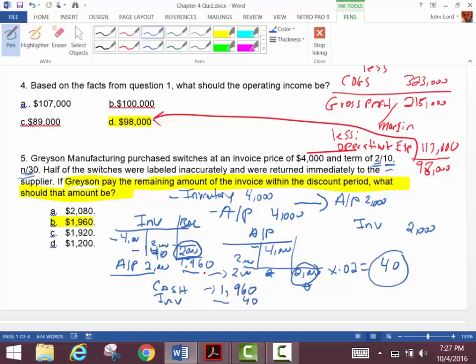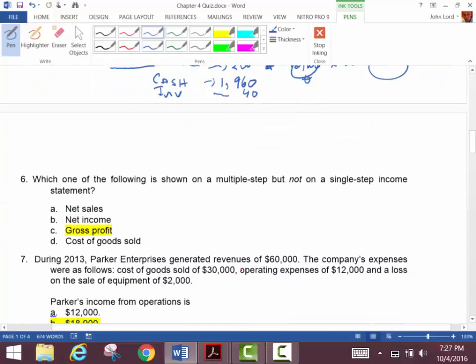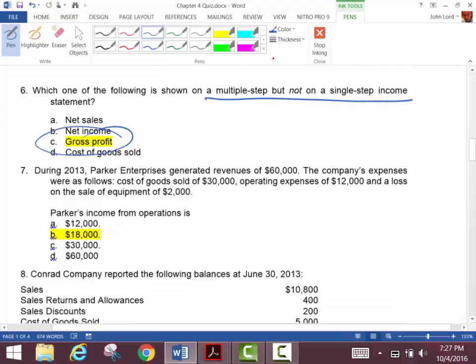Okay. Okay, good. All right, let's take a look at this one. Which of the following is shown on the multiple step but not the single step? And we just looked at that, was what? Gross profit, right? You don't have anywhere to really show gross profit if you're taking everything and glomming your pluses together, your minuses together, right? Unlike the multiple step, which is much more eloquent. Okay. All right. How about income from operations?